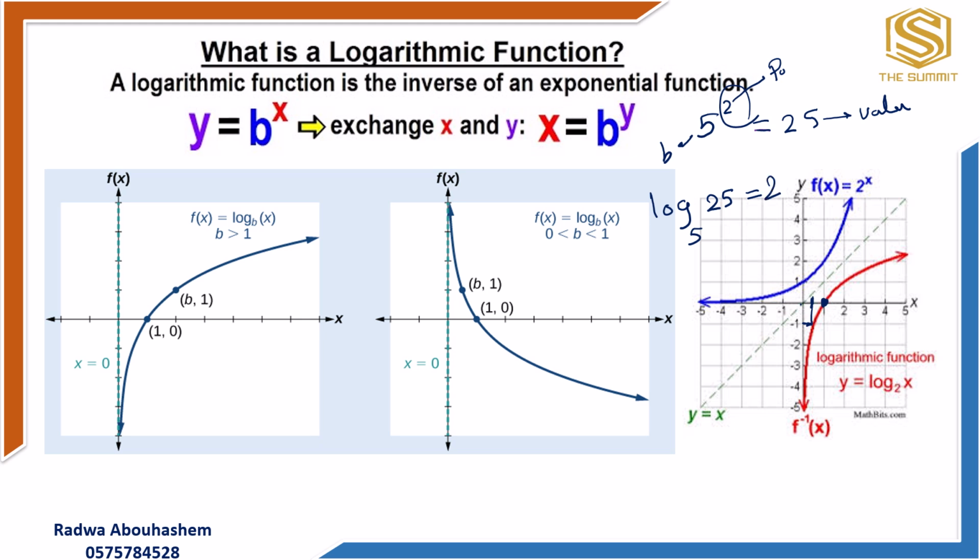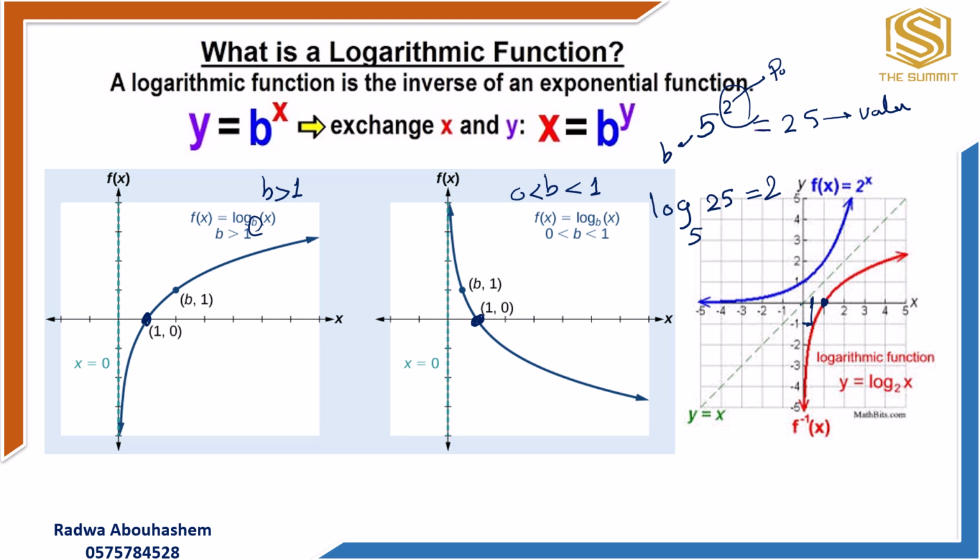Okay, good. Now we have two types of the logarithmic function, increasing or decreasing. It's increasing if the base is greater than 1, and it's decreasing if the base is between 0 and 1, the same as the exponential function, but we switch it. Do you remember in the exponential function, we had a y-intercept at 0 and 1? But in the logarithmic function, you have an x-intercept at 1 and 0.